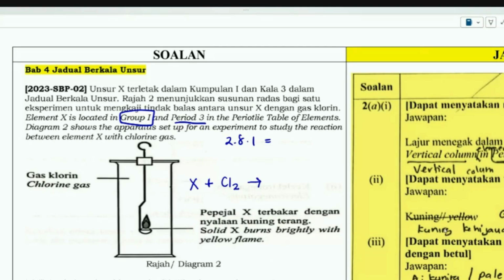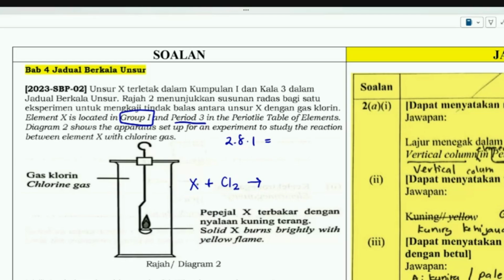Okay, Arena, XCl2. Okay, any other answer? X2 or 2XCl, X2Cl, various answers. Oh, class. The L is a small letter, so be careful of that. That's all. So be careful.